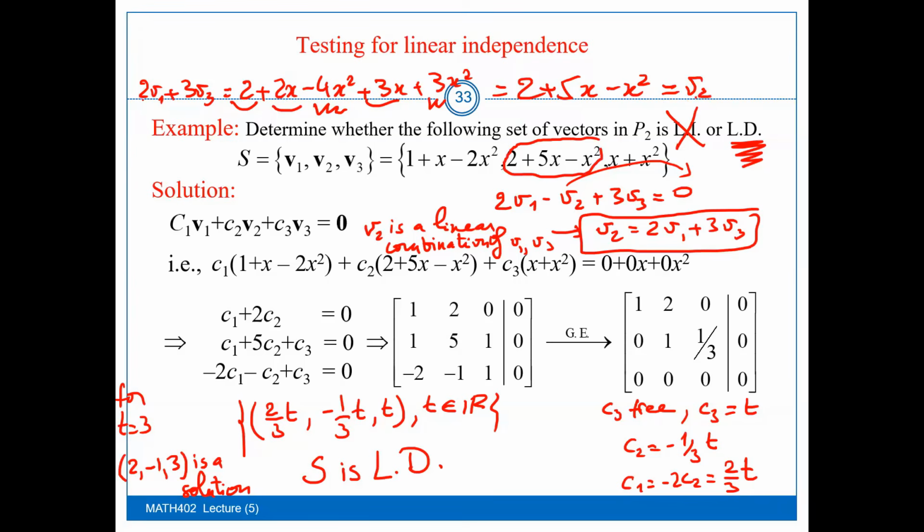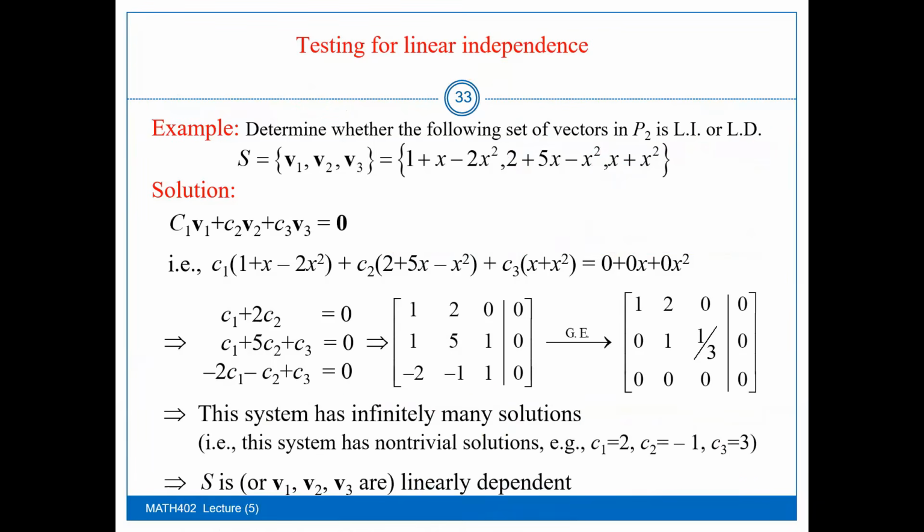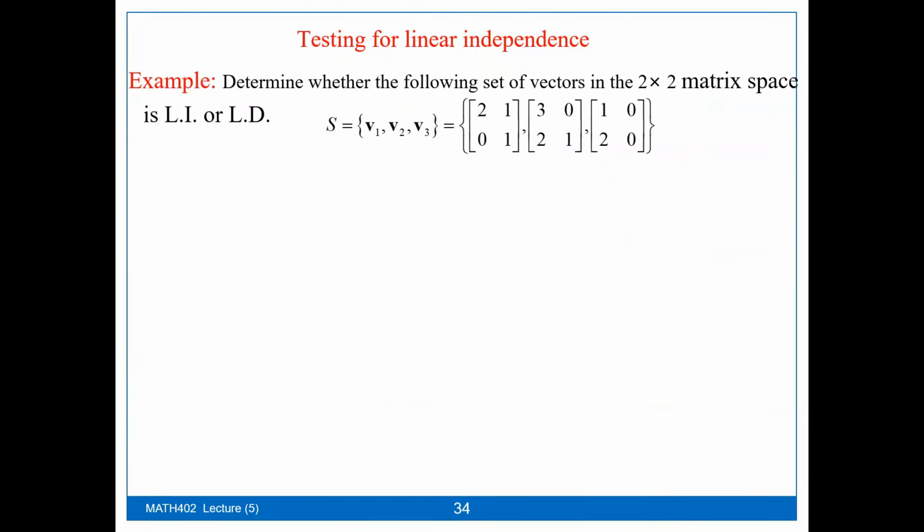So v2 is a linear combination of v1 and v3. Okay, so this set is not linearly independent. Now this is important. Since the system has infinitely many solutions, particularly this is one of the solutions, there are infinitely many, so they are linearly dependent.